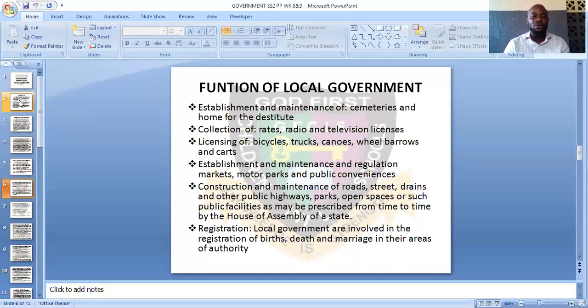The following are the functions of local government. Number one, establishment and maintenance of cemeteries and homes for the district. That is, they are in charge of the cemeteries, homes of the district, and the leper colony and all that. So it is local government that establishes and maintains such places, in order to be more focused on them. Another function is the collection of rates.